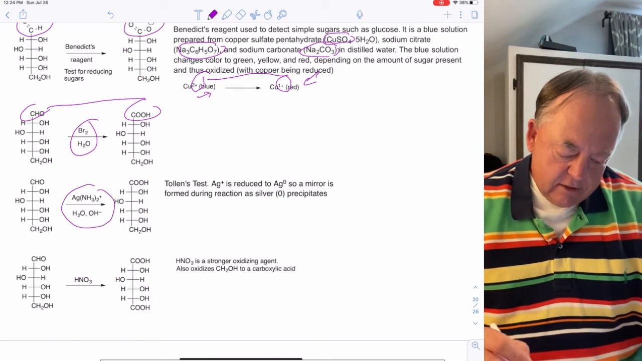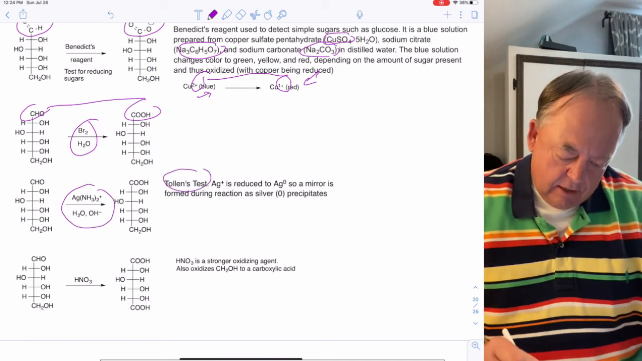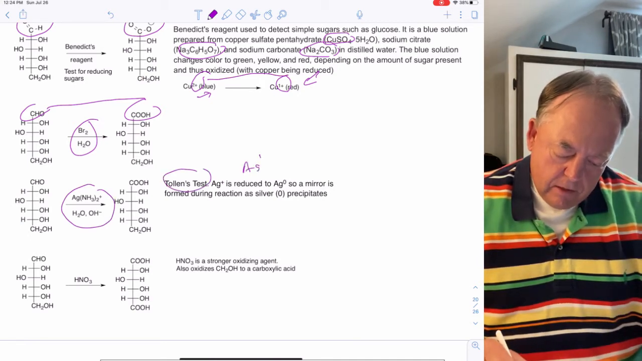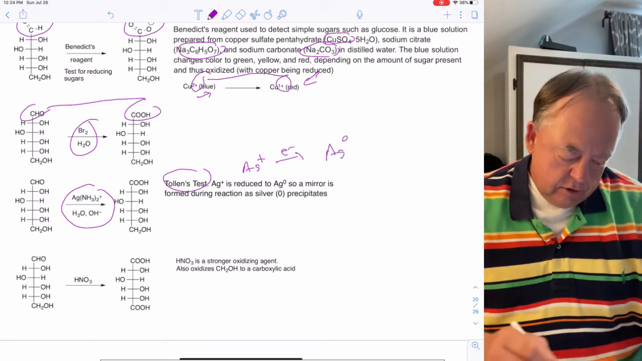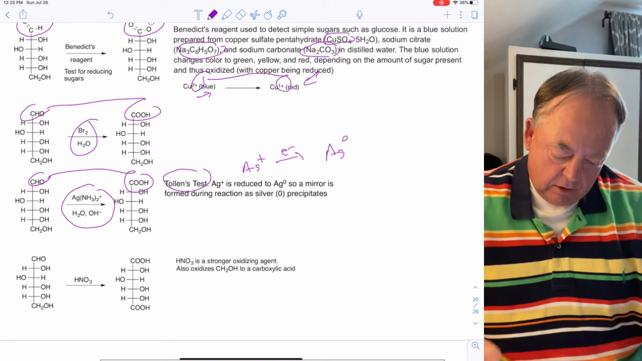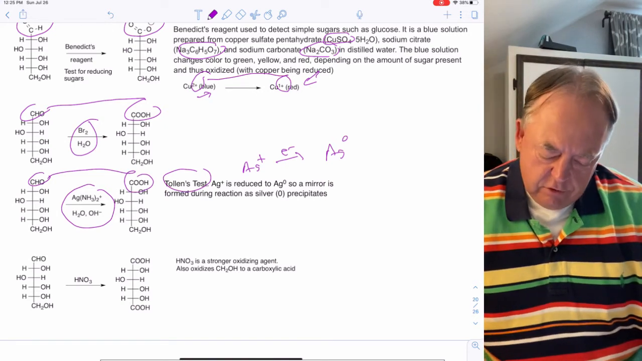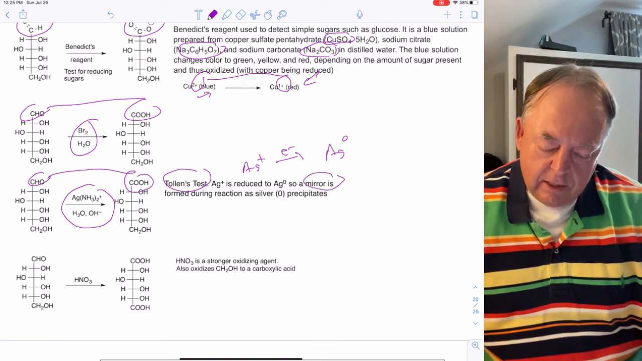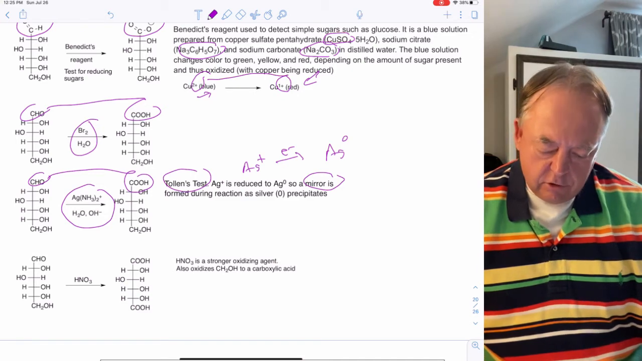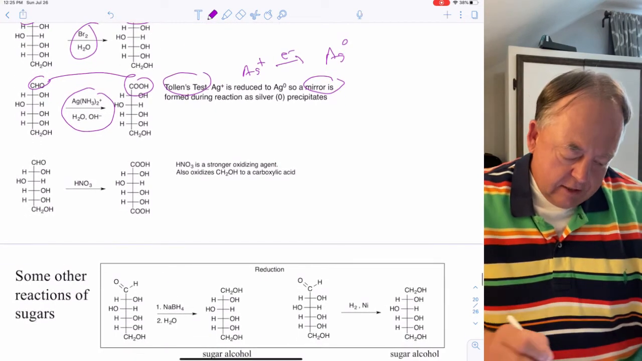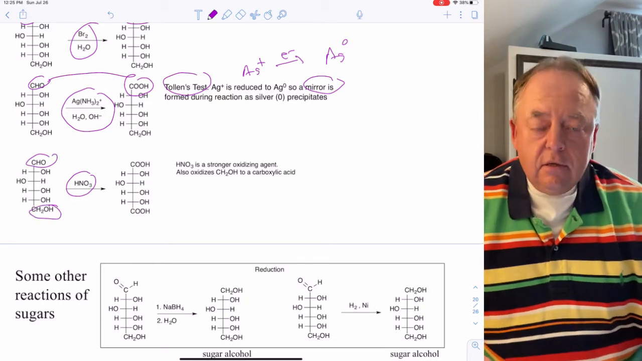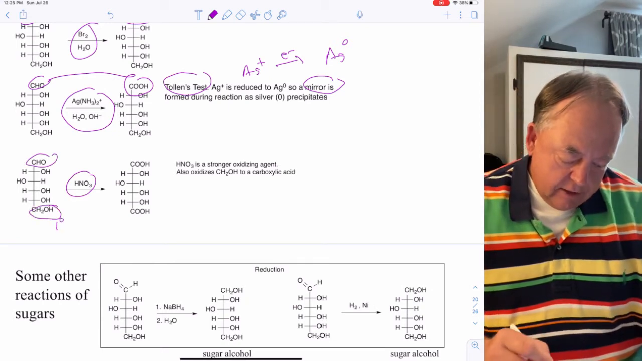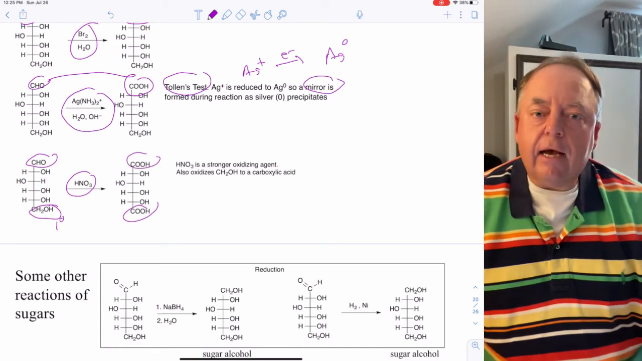We've looked at this reagent, that's what's called Tollens test, where the silver 1 gains an electron and becomes silver 0. So when the aldehyde is oxidized to the carboxylic acid, silver gets reduced, and so you see a mirror forming as the silver 0 precipitates out of the solution. Or you can oxidize it with nitric acid, but in this case, both the aldehyde and the last free primary alcohol get oxidized to carboxylic acids.